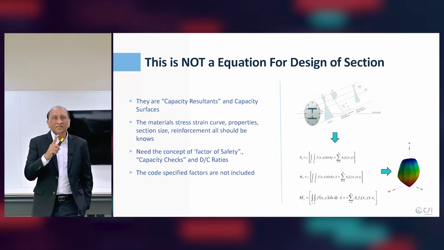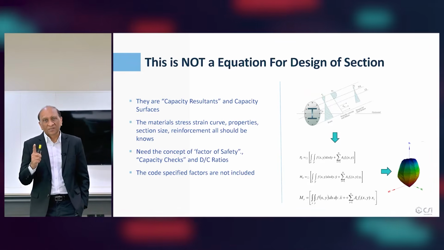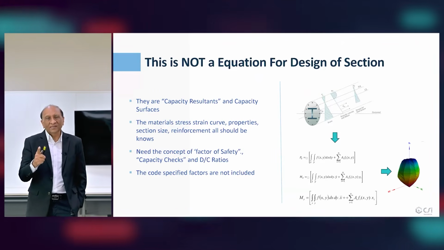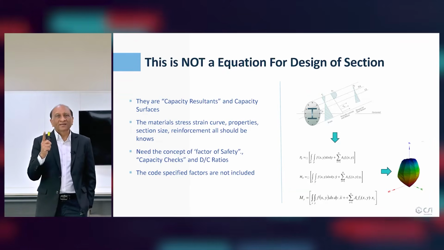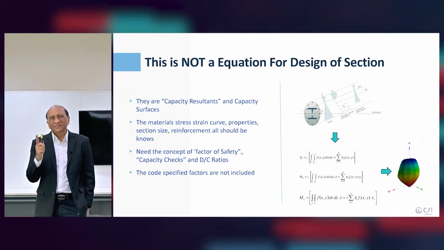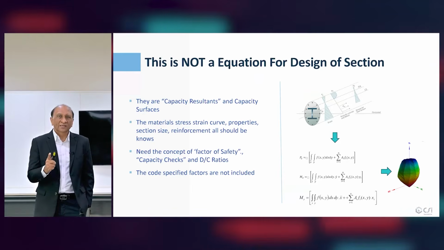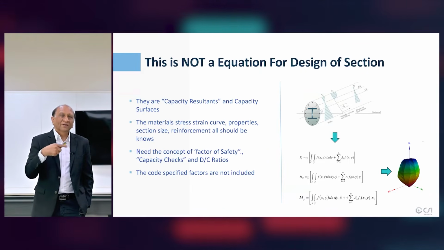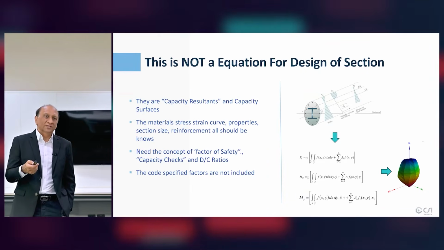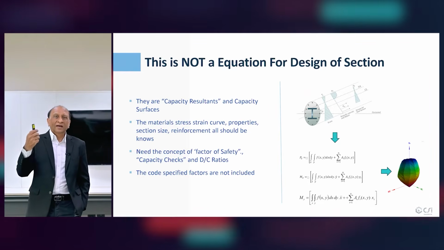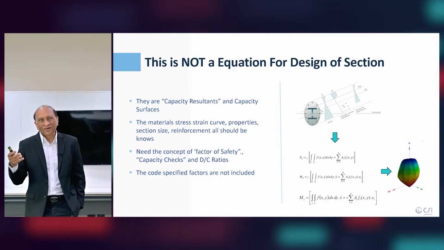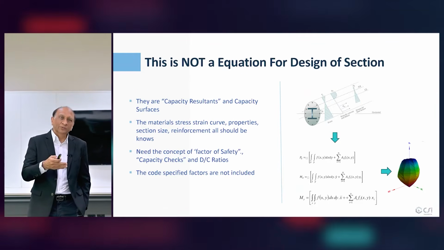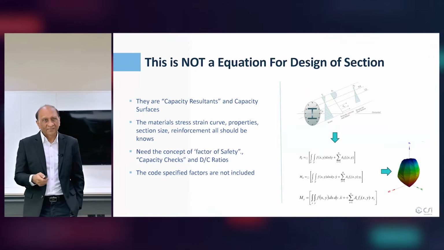So these are not equations for design of a section, because the cross-section has to be known, reinforcement has to be known before we can compute this capacity. That means it's a capacity check. It's not a design. So to use it in design, we actually need to use iterative procedures to check the capacity and see if the DC ratio is right. If it is right, it's okay. If it is too much, we reduce the reinforcement. If it is too little, we increase it, and so on.